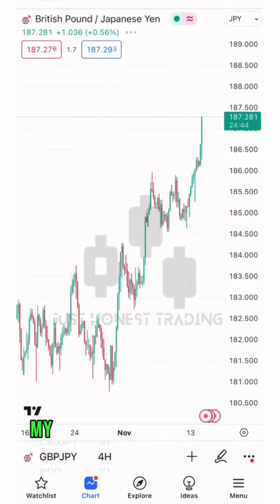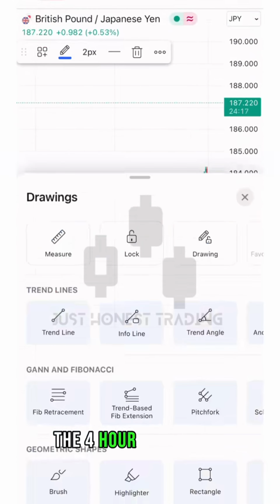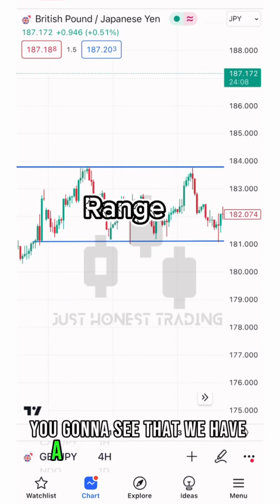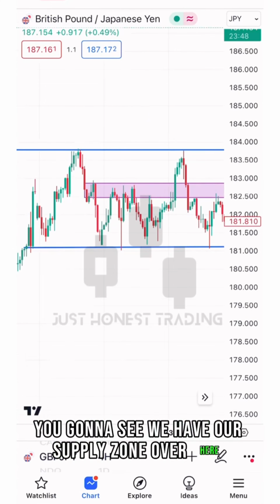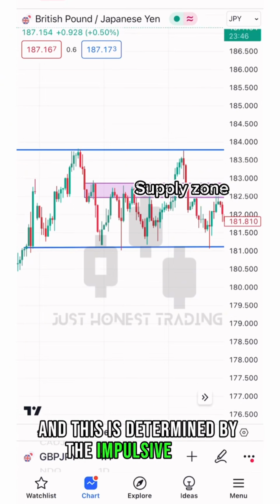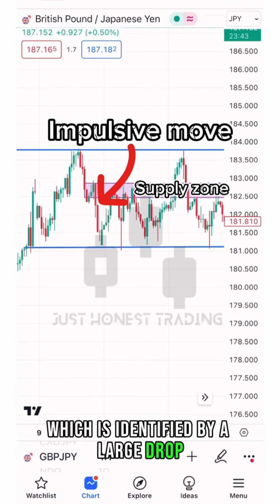Heading over to the charts, my favorite time frame to look at these is the 4-hour time frame. And in this example, you're going to see that we have a range where price is moving sideways. If you look closely, you're going to see we have our supply zone over here. And this is determined by the impulsive move, which is identified by a large drop through this candlestick here.